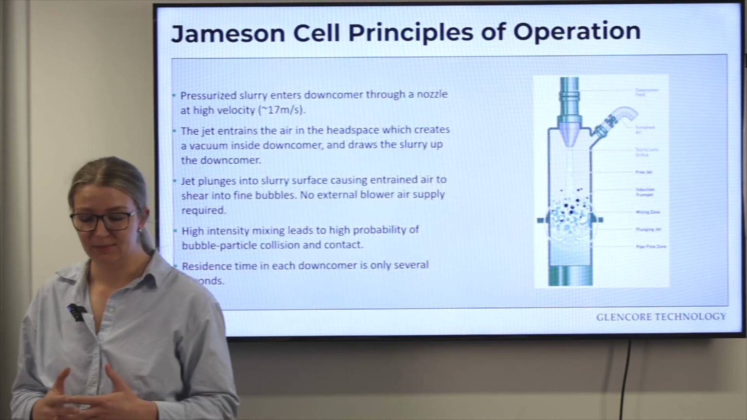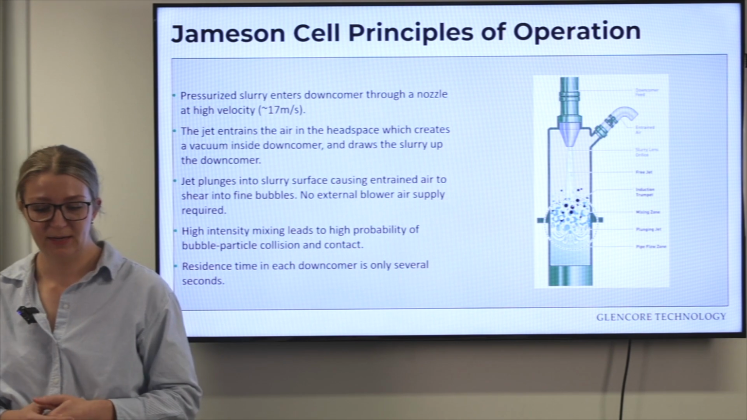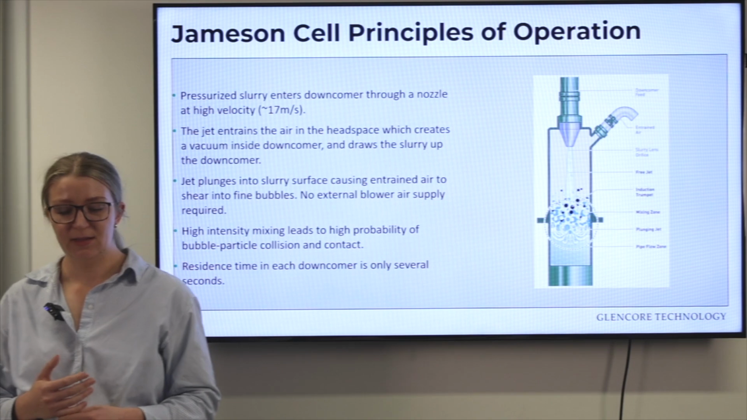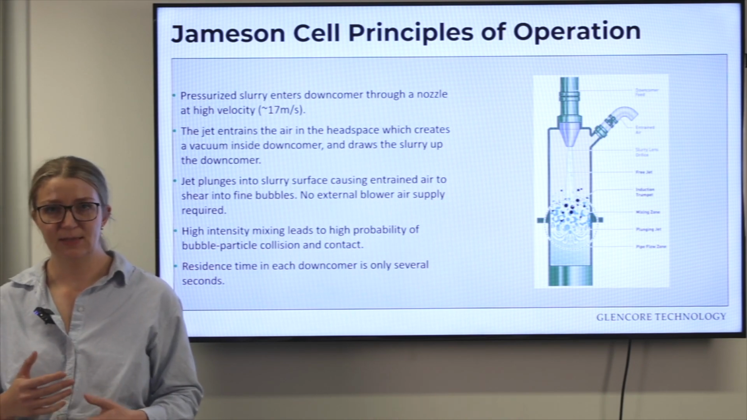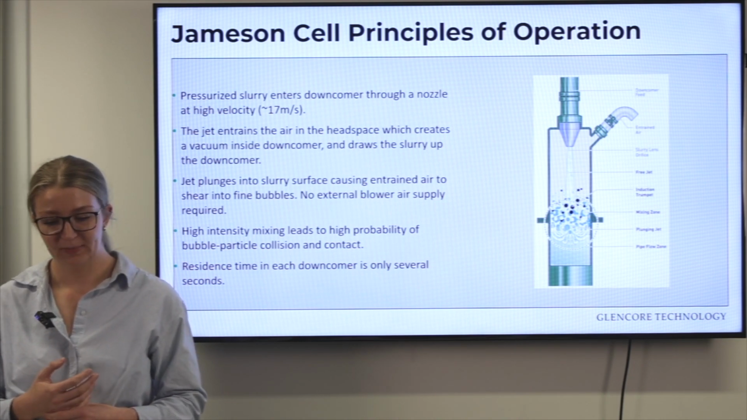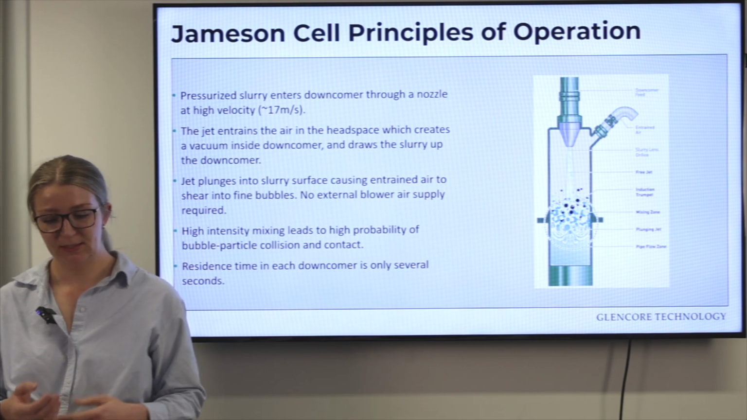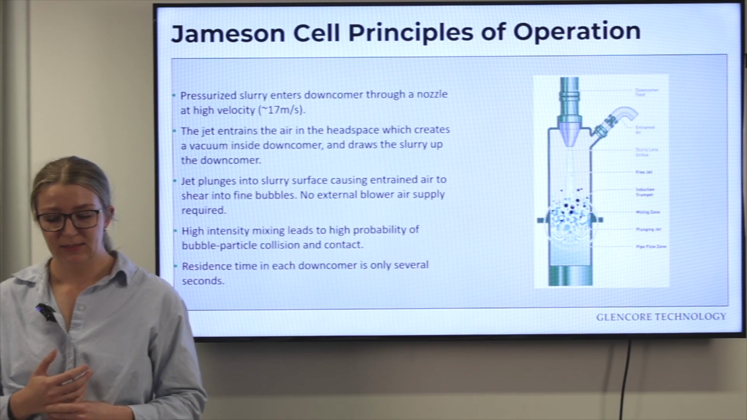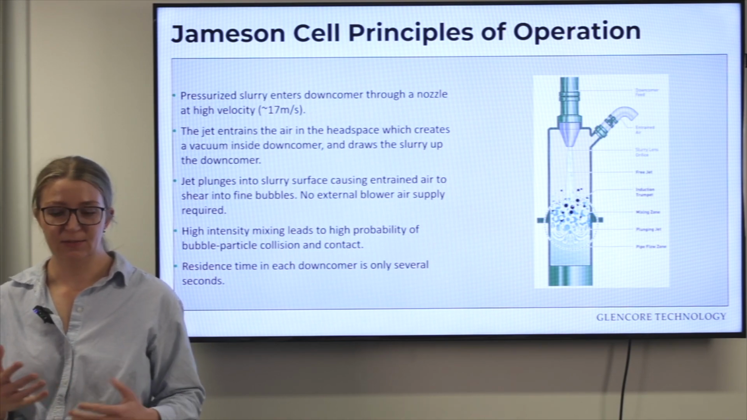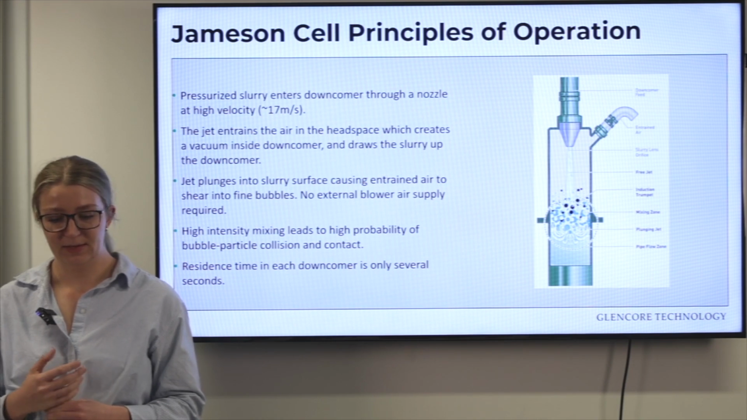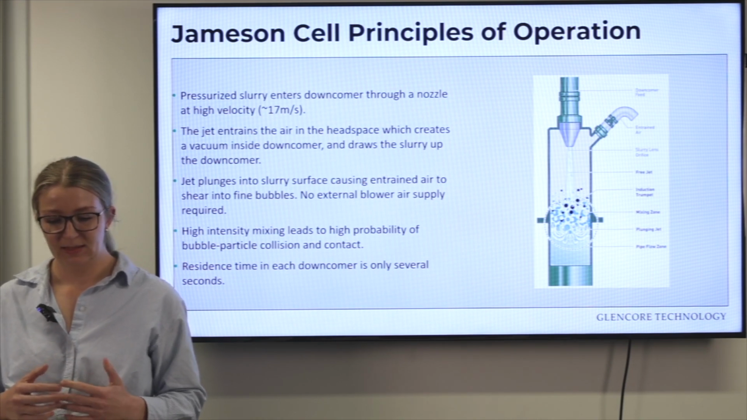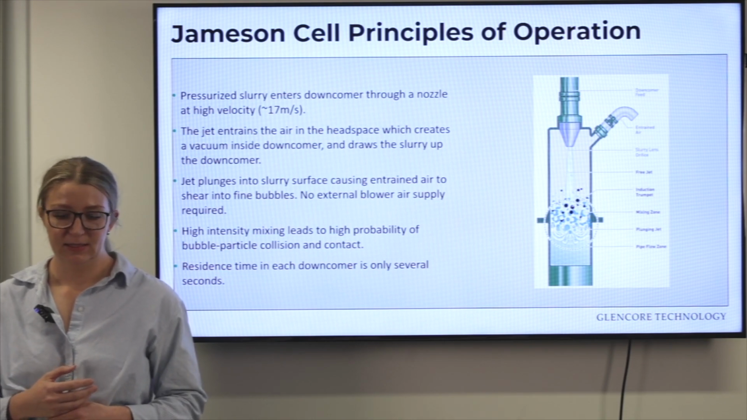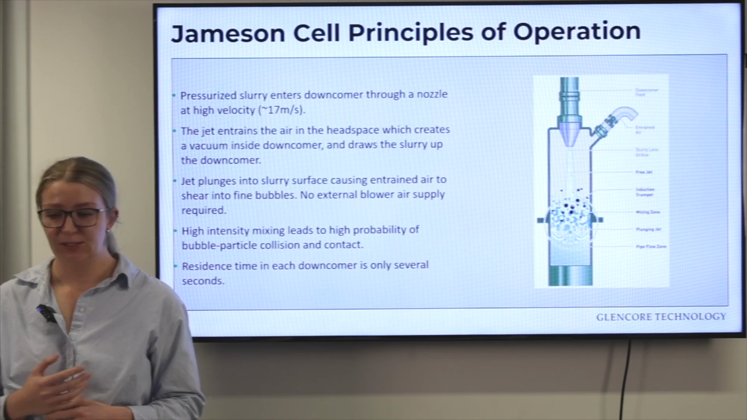Looking at the Jameson Cell principles of operation in the downcomer, pressurized slurry enters the downcomer through a nozzle at a high jet velocity. That jet entrains air in the headspace, which creates a vacuum inside the downcomer and draws slurry up the downcomer. As you can see in the diagram there, the jet plunges into the slurry surface, and that causes entrained air to shear into fine bubbles. This is a highly effective mechanism and enables the cell to not require any external blower for air supply. That high intensity mixing zone leads to high probability of bubble particle collision and contact, and only a few seconds residence time is needed in each downcomer.